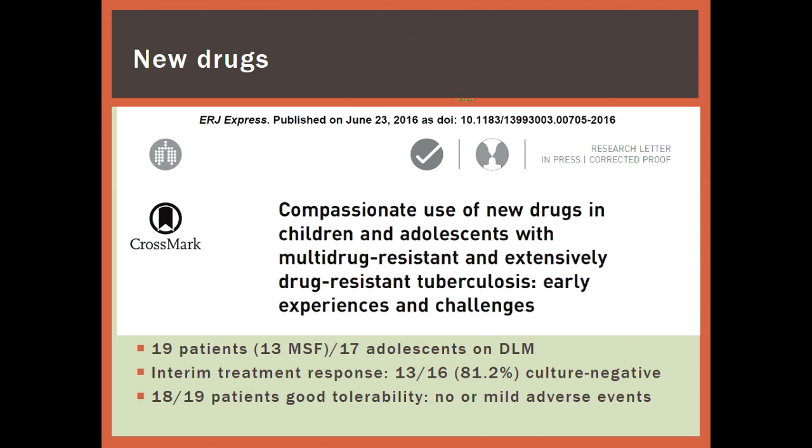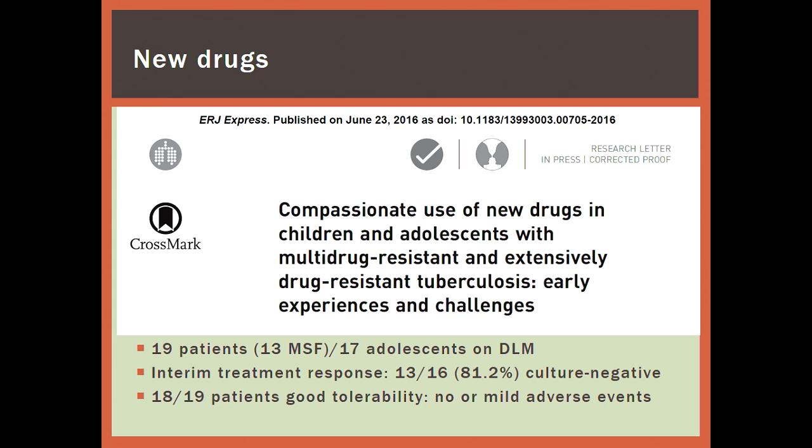Again, very recently this year, earlier, a paper was published in ERJ on the new drugs on compassionate use. This is about delamanid. 19 patients, 13 were treated by my colleagues around the world, and 17 of them were on delamanid. The interim treatment outcomes were quite good, 81.2 percent culture converted, and quite well tolerated, 18 out of 19 with no adverse events.